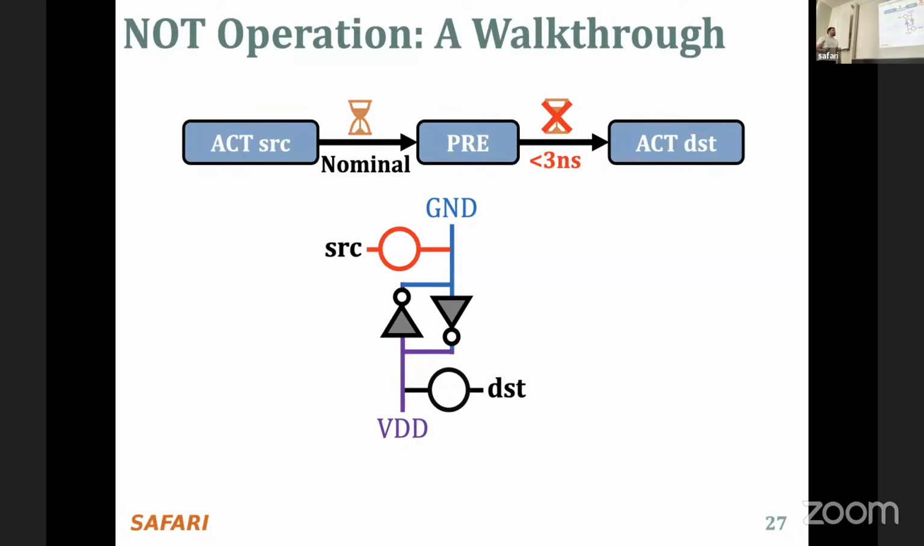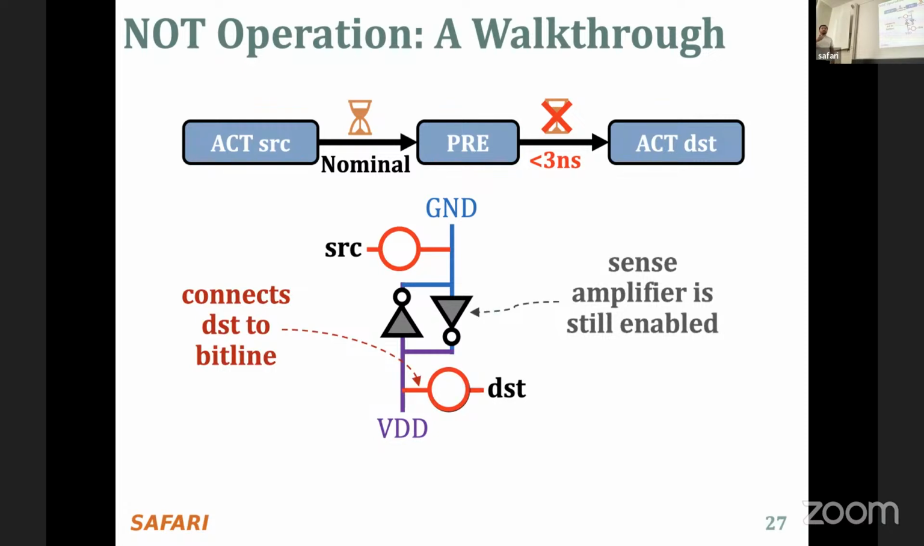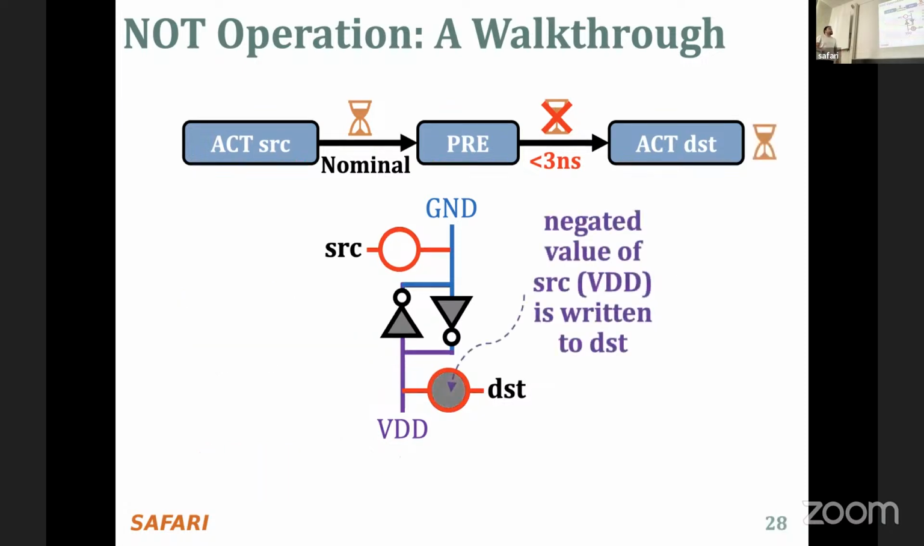So 3 things will happen. It will connect the destination to its bit line, and it will keep the sense amplifier still enabled, which will still, let's say, feed those 2 bit lines, ground and VDD, and it will keep the destination bit line still at VDD. And when we wait long enough, the negated value of the source, which is VDD, is written to the destination. And that's why we can perform the NOT operation in real DRAM chips, in theory.